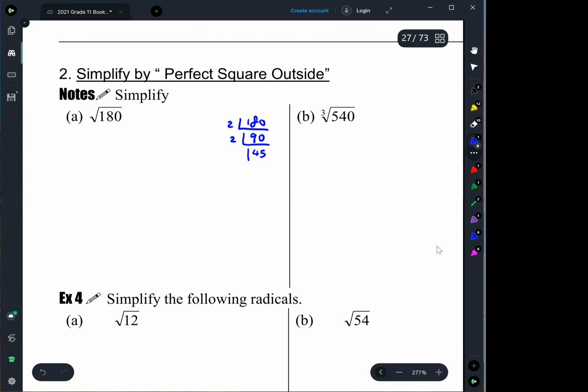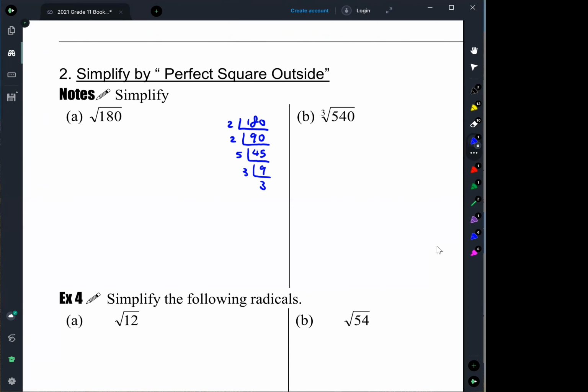Now, what number can divide into 45? 2 doesn't work anymore. What's the next number we could use? Angeline? 5. Sure, and what do you get? 9. And then what else can you divide into 9? 3, and then 3. And finally the last 3 is a prime number, so we stop there.